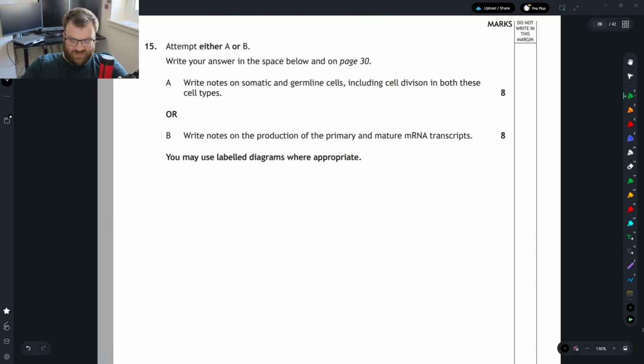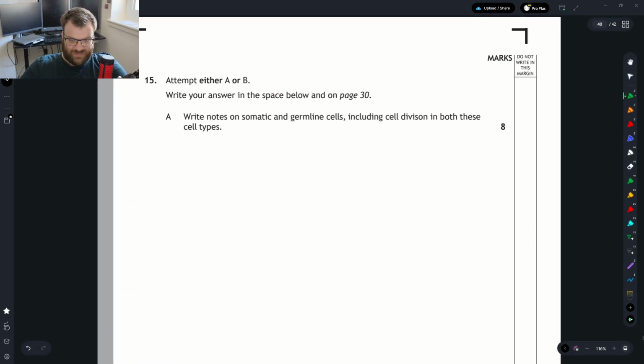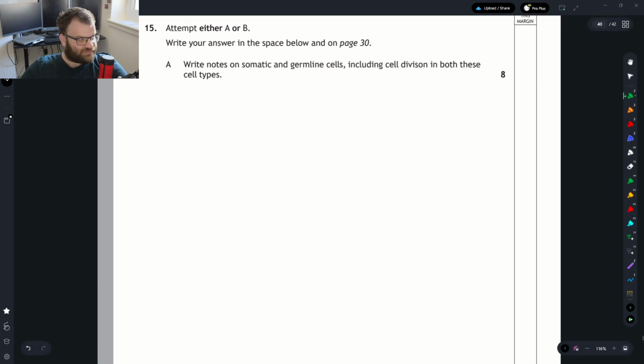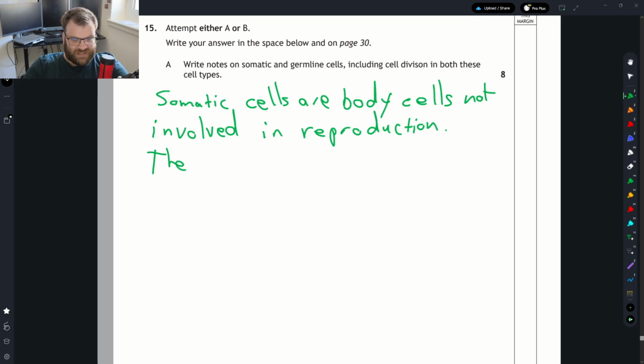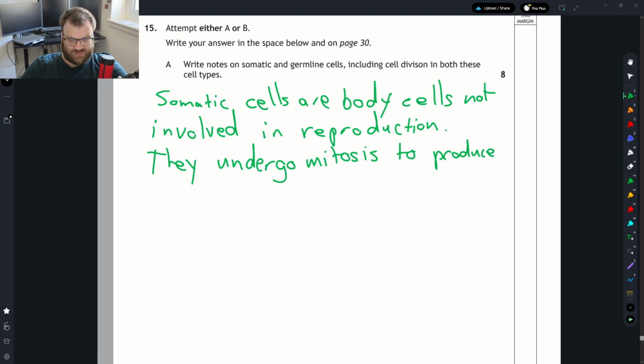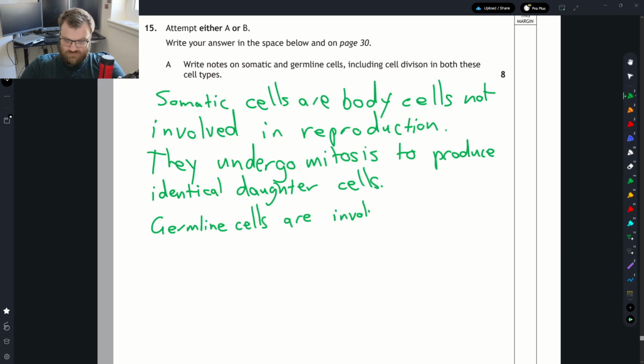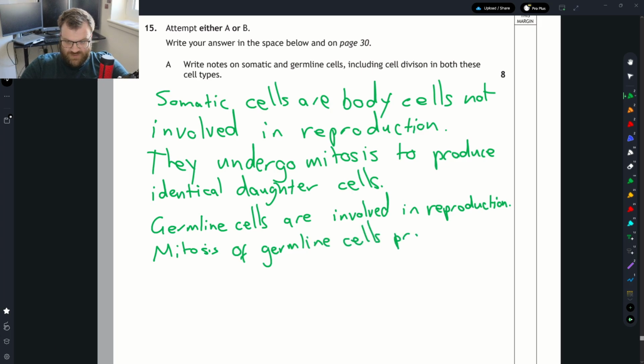We've got two choices and I'll go through how I'd approach each of them. First up with A, we're dealing with somatic and germline cells, and then talking about the different types of cell division. So somatic cells are body cells not involved in reproduction. And then in types of cell division, they can only undergo mitosis, and that produces identical daughter cells. And then germline are involved in reproduction. Mitosis of germline cells produce more germline cells.